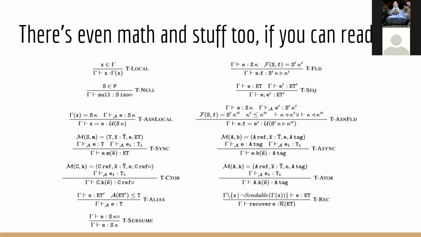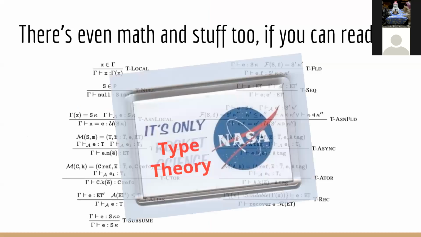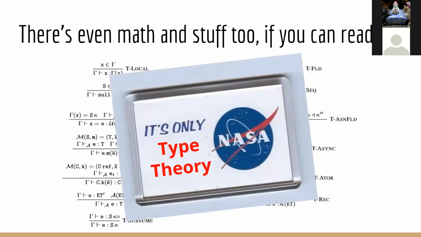Okay. And then lastly, there's math and stuff behind types. This is type theory, because I don't know why people need this. I'm sad to say I actually know what this means. Yeah, it's only type theory, just like rocket science. What's the big deal? Okay.